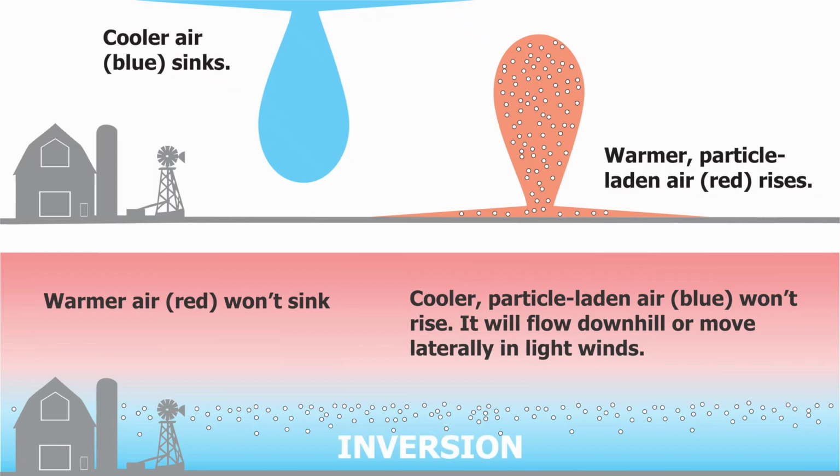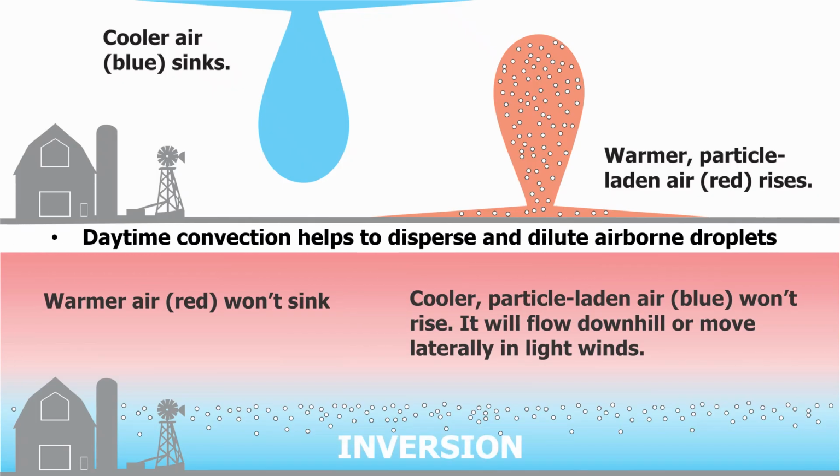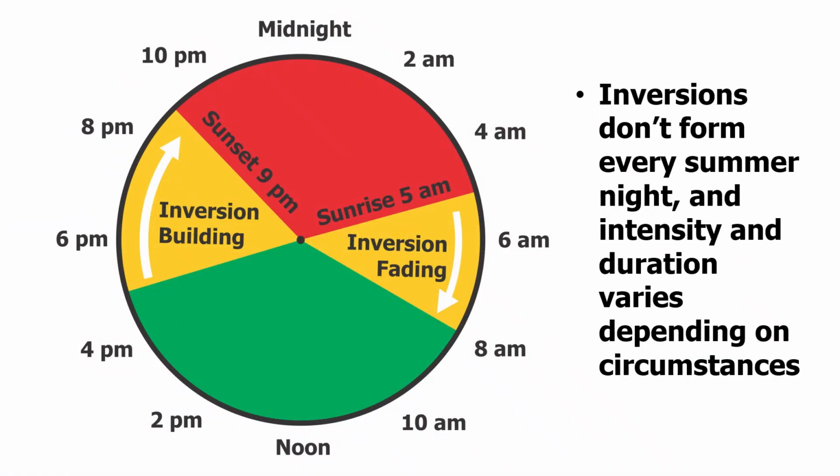That's your inversion. And that's why spraying in a little bit of wind during slightly warmer temperatures creates the convection and the directional drift we can work with. And when do we get an inversion?